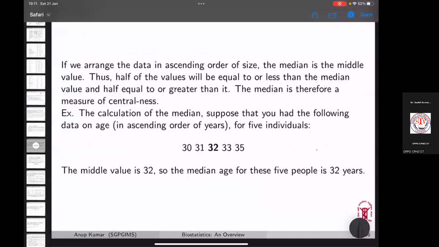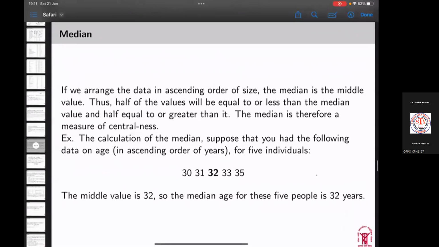Now another important descriptive statistic is the median. So what is median? Median is something where you arrange the data in ascending or descending order, pick up the middle value, and say 50% of observations are more than this value and 50% of observations are less than this value. That value is termed the median. So the median divides the data into two equal parts.